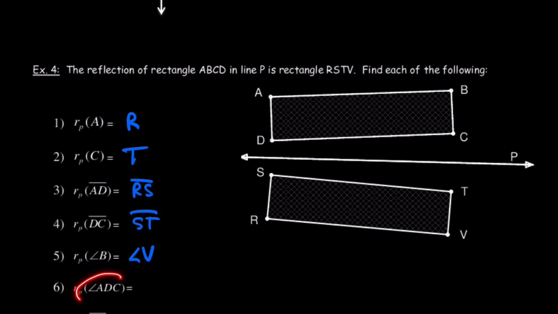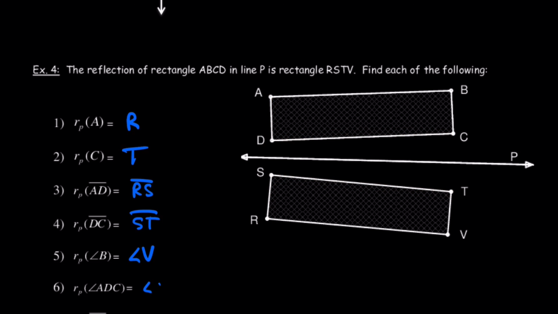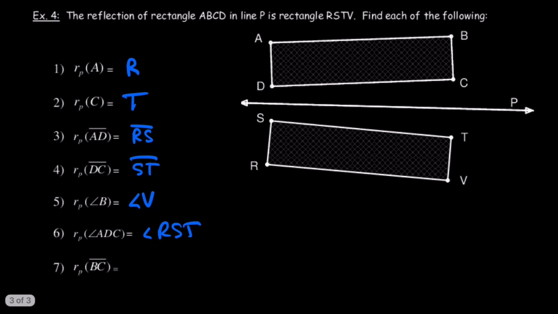Next one, they use 3 letters. Angle ADC is this angle here. Where did that go? Went to RST. Angle RST. And finally, back to a segment. Segment BC. BC became segment VT.